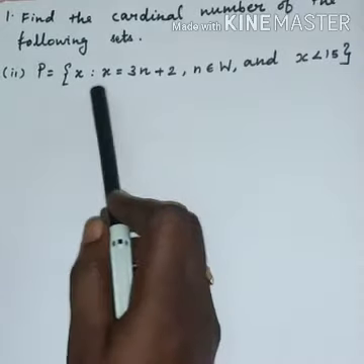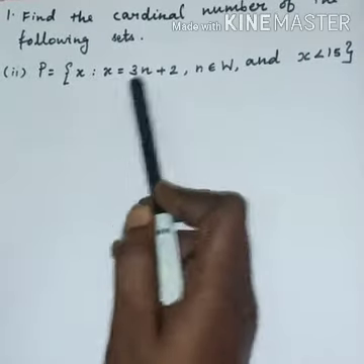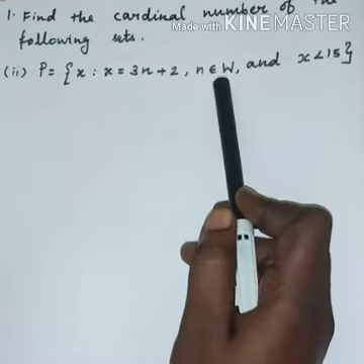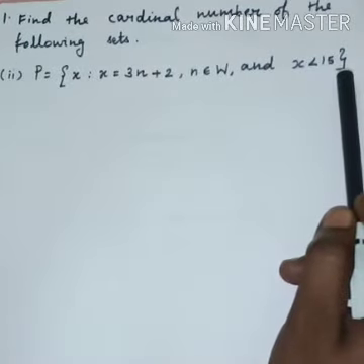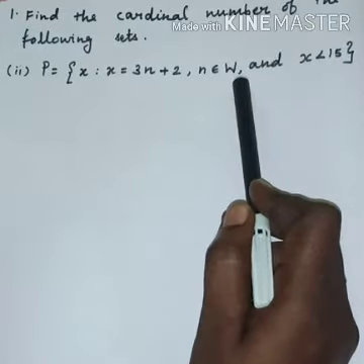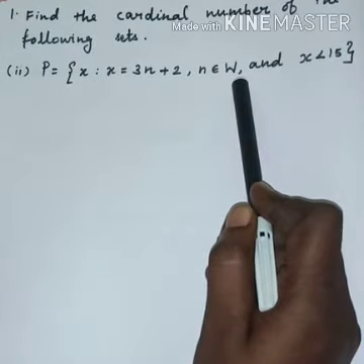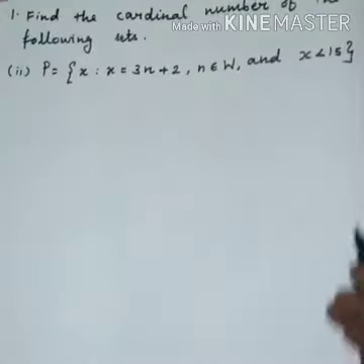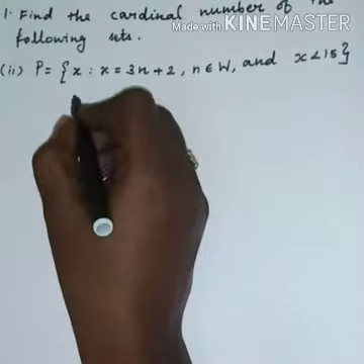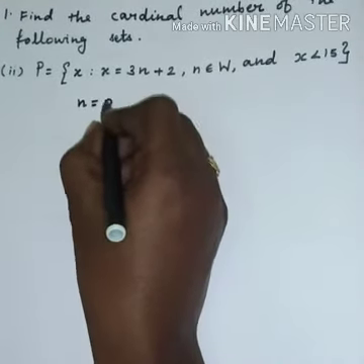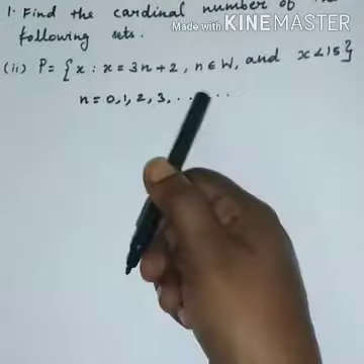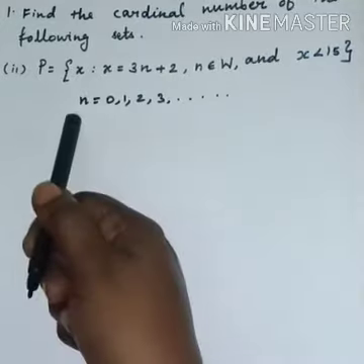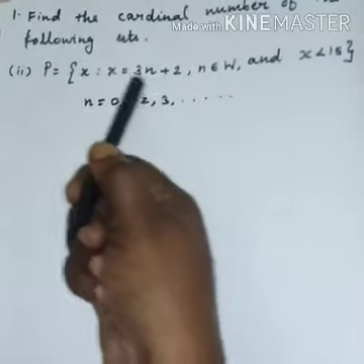Here, only the condition is given: x such that x = 3n + 2, n belongs to the whole number and x is less than 15. Whole numbers start from which number? Yes, 0, 1, 2, 3, etc. Because n belongs to whole number, n is equal to 0, 1, 2, 3, etc. We have to find the value of x.